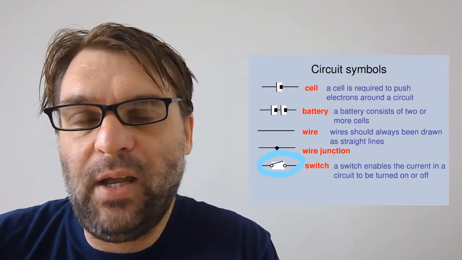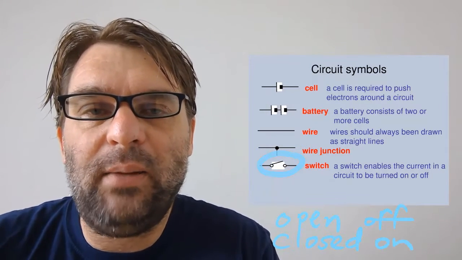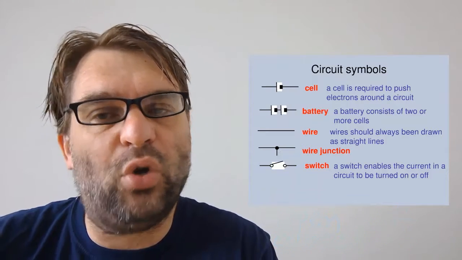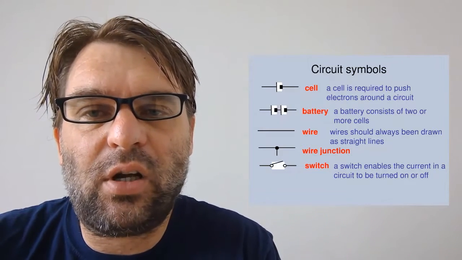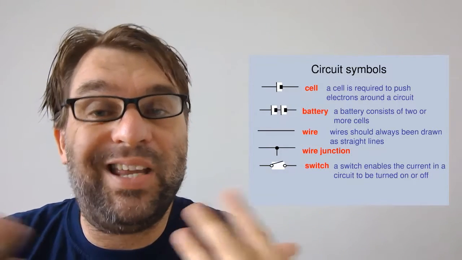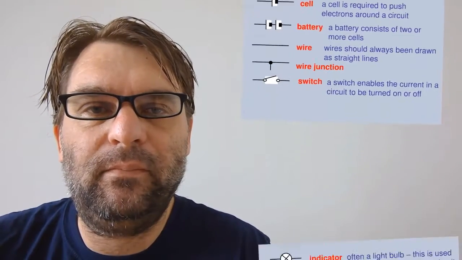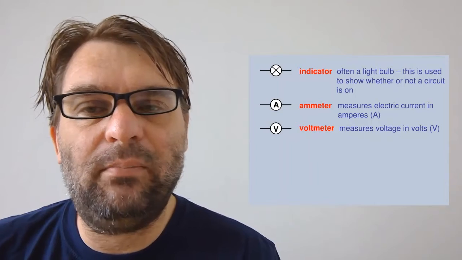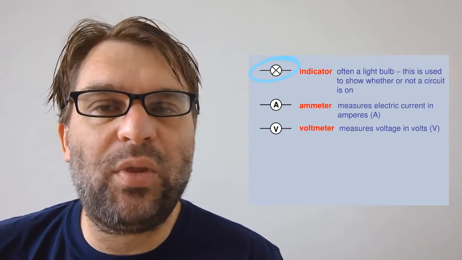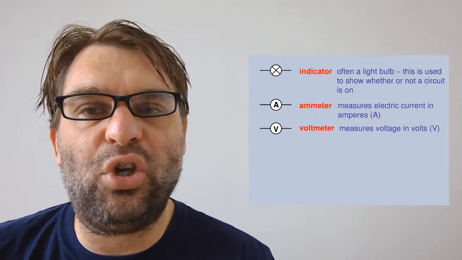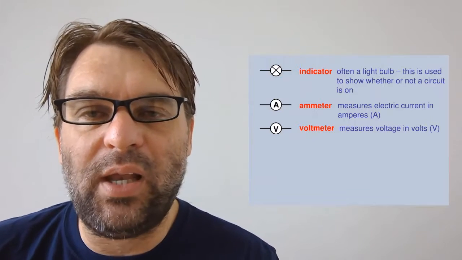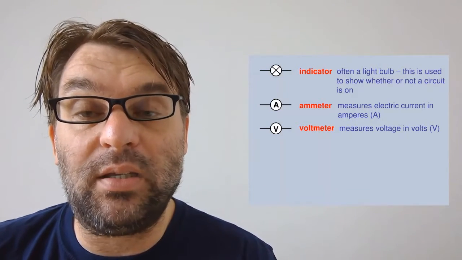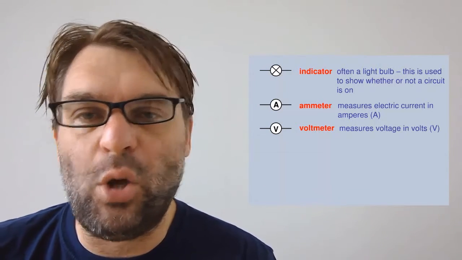And we have a switch. Now the switch, if it's open, it means that the circuit is not on, and if it's closed, then it means the circuit is on, okay? So how do you know it's on or off? We use an indicator, primarily a lamp. So when the lamp bulb is on, it means the circuit is closed, and when the light bulb is off, it means the circuit is open.